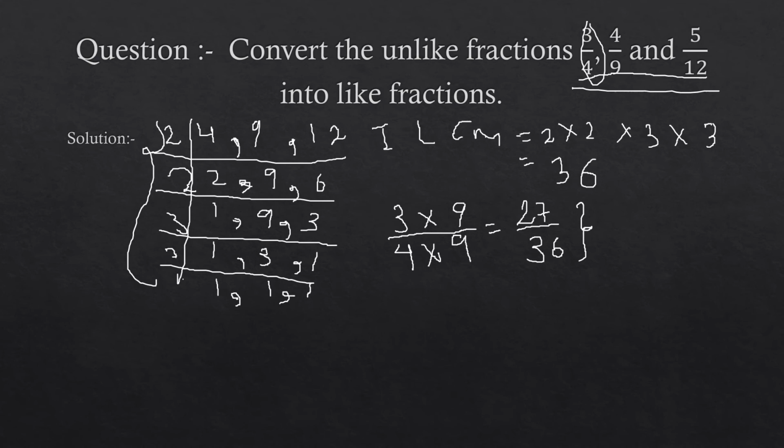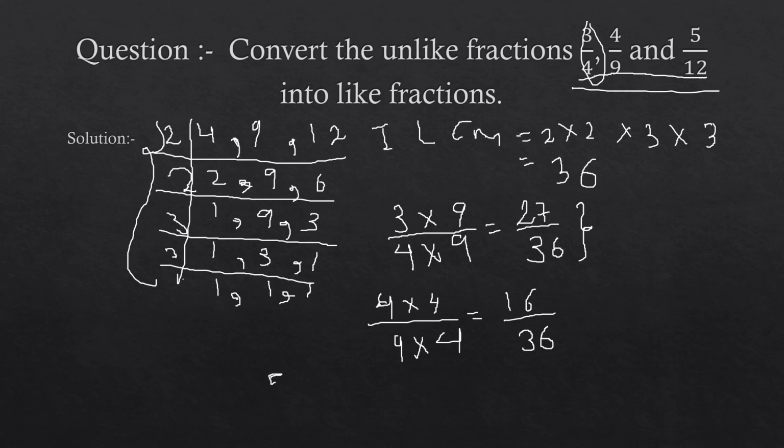Now we will apply the same thing to the second fraction too, that is 4 by 9. Now we have to guess what should be multiplied by 9 to get 36. 9 fours are 36, so you will use 4 here. Then we have to multiply the numerator by 4 too. So 4 into 4 is equal to 16, and when we reduce 16 by 36, we will again get 4 by 9.